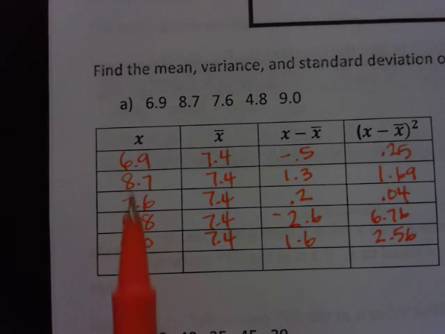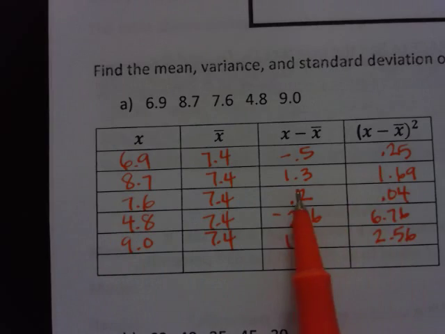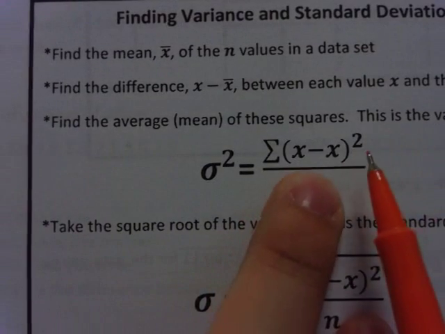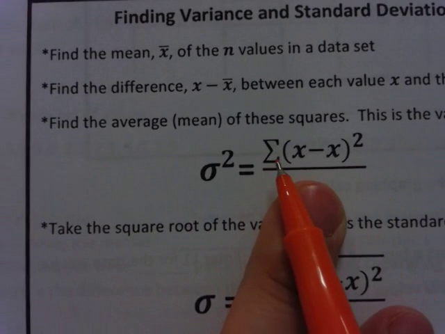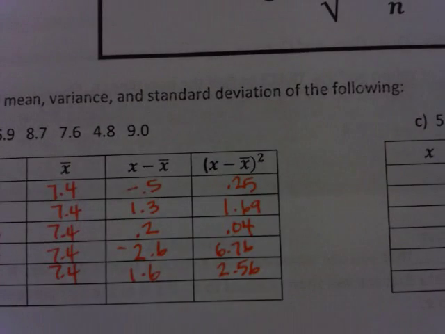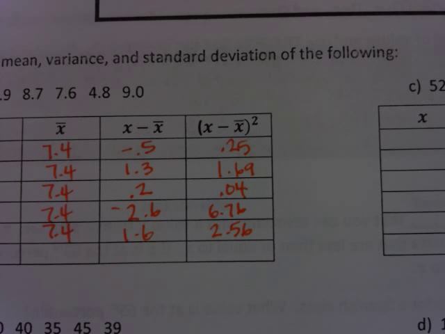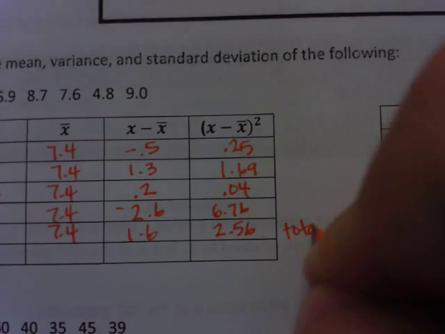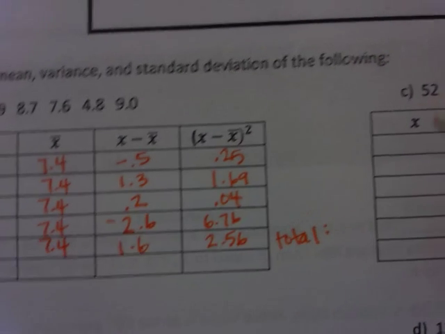Okay, so let's go back to our equation. We start with listing our x values. We have to find the average. We subtract those, then we square it. What do we do next? What does that symbol mean? Sum, right? So now we add them all together, the last column. I got 11.3 for the sum.